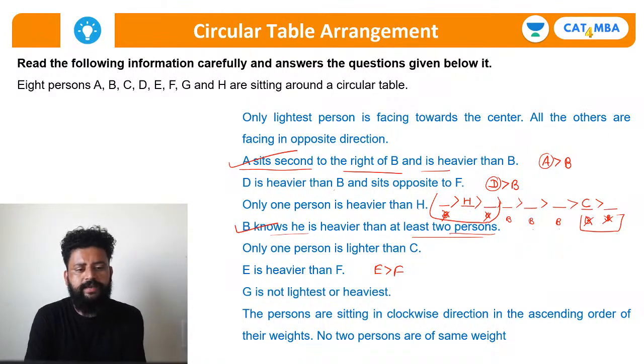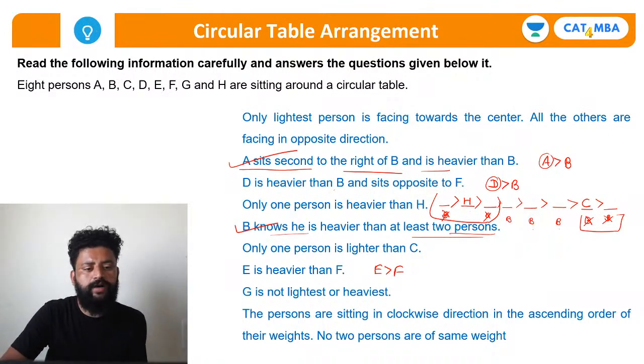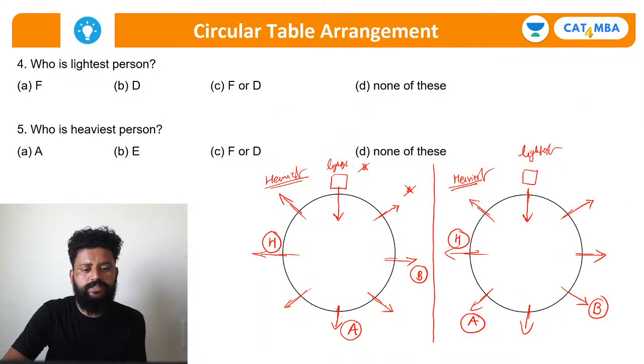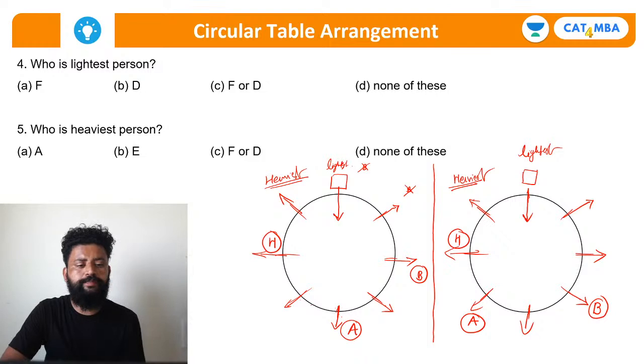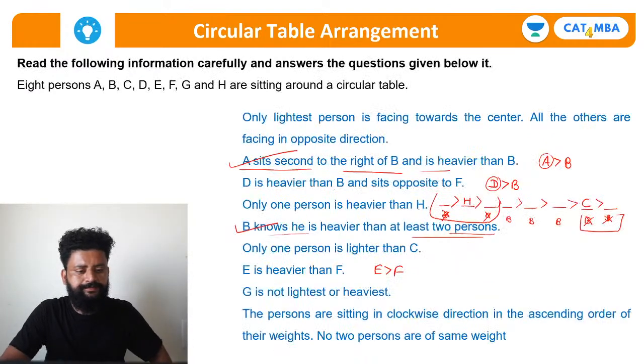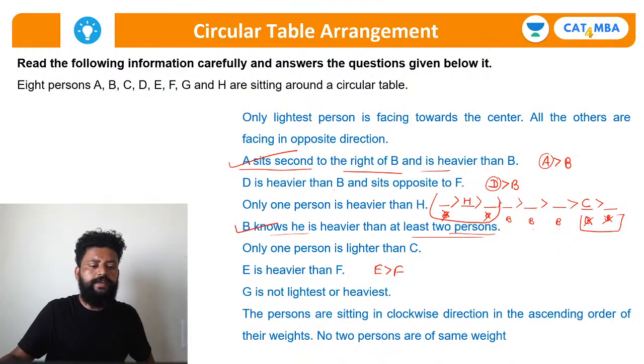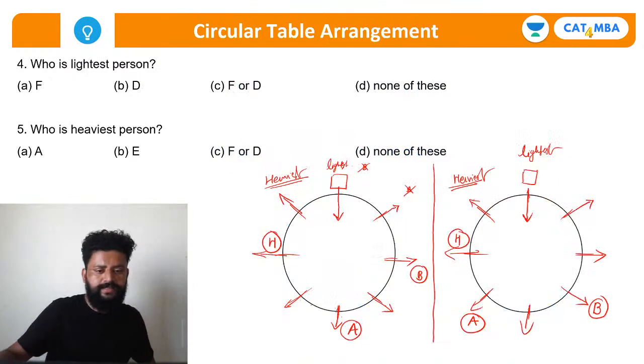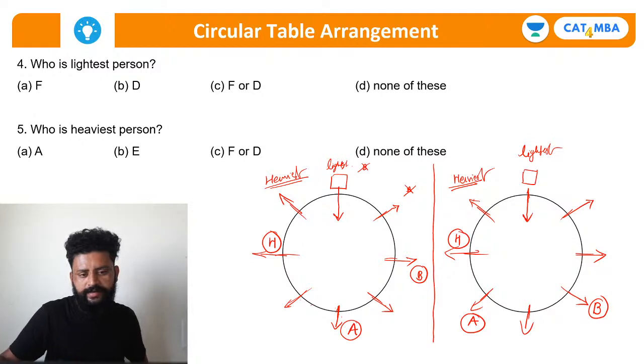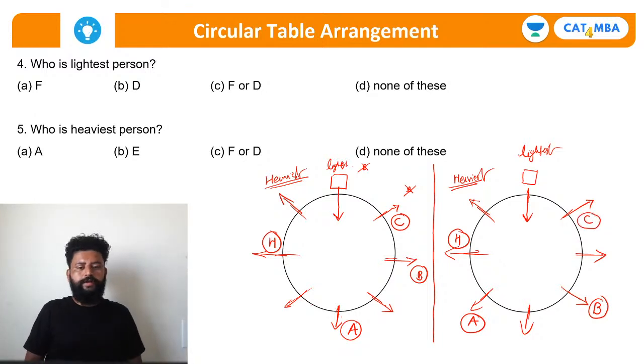Only one person is heavier than H. That's what we used. H comes one position before the heaviest. Only one person is lighter than C. We haven't used this. Only one person is lighter than C. That means C comes as the immediate neighbor of the lightest, sitting in ascending order. Yeah, that's done.